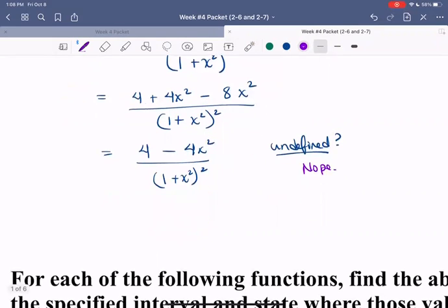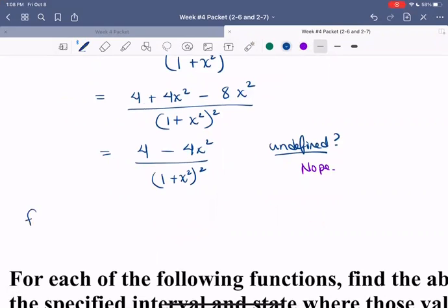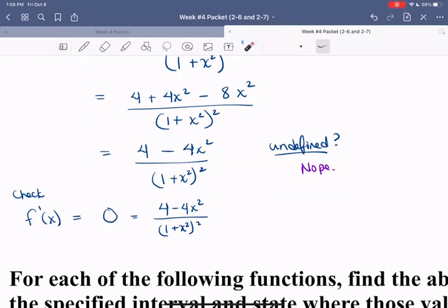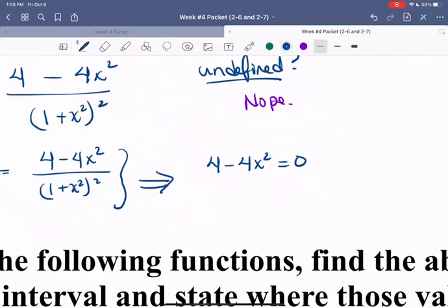So now we just need to check when the derivative is equal to 0. So let's check when f prime of x is equal to 0. So that would mean (4 minus 4x squared) over (1 plus x squared) squared needs to be equal to 0. So that's only going to happen whenever this numerator is equal to 0. So that will tell us, therefore, that 4 minus 4x squared is equal to 0. So now can you solve for what x must be here?